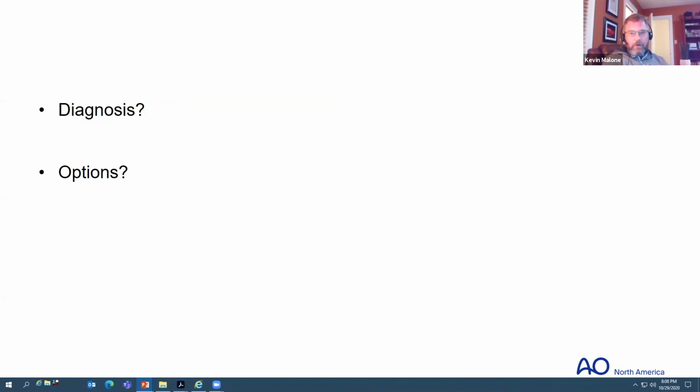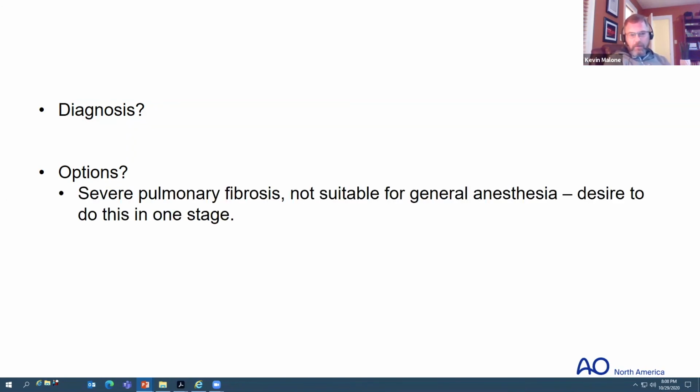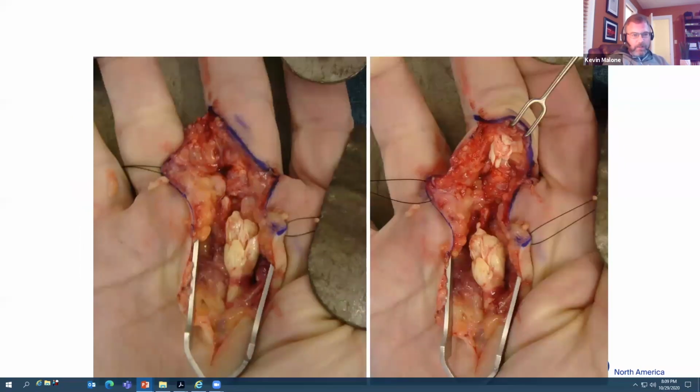Options for her were made challenging because she has severe pulmonary fibrosis. The pulmonologist said she was not suitable for general anesthesia, and the anesthesiologist was not all that keen on doing anything for her. So there was significant desire to do this as one stage under regional anesthesia only. Go on to the next slide.